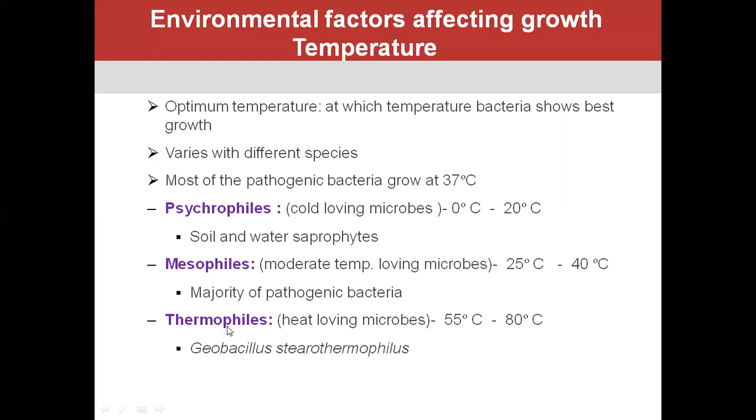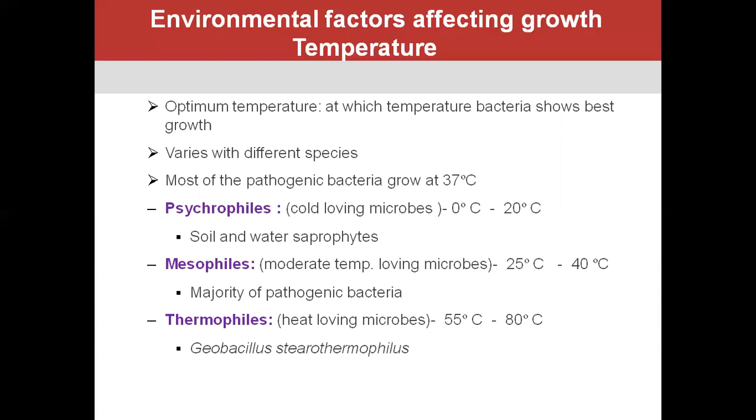Next, thermophiles, which means they are heat-loving microbes. They grow in a temperature range of 55 to 80 degrees centigrade. Example, Geobacillus stearothermophilus. Previously, they were called Bacillus stearothermophilus. So what is the clinical significance? Why should you know the temperature requirement?